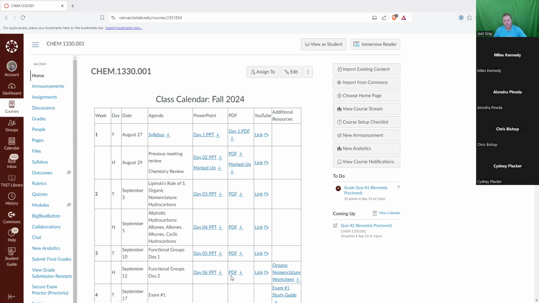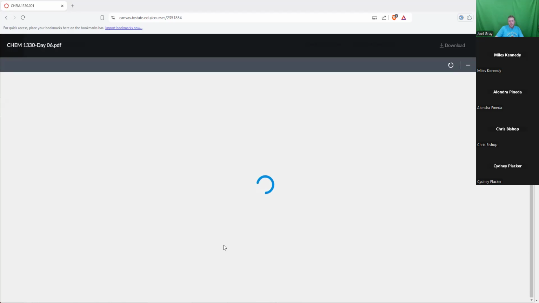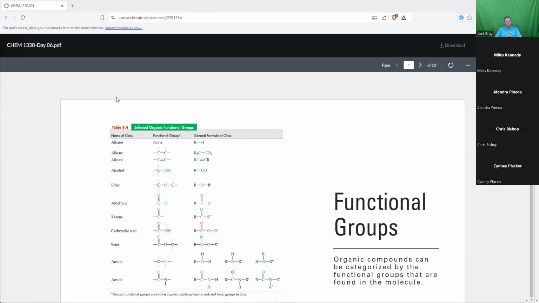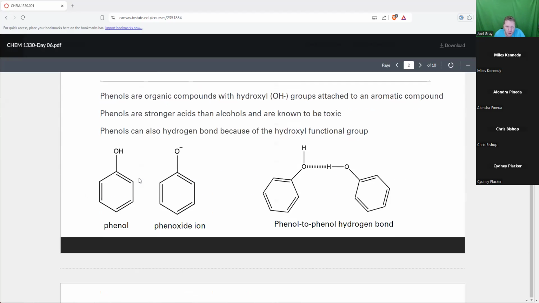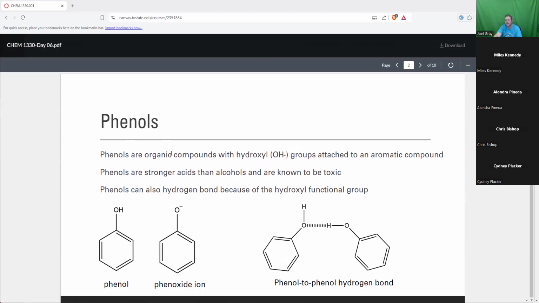All right, last but not least, this one had quite a few functional groups. And all of these functional groups are kind of similar to one another, or sorry, there are some strong similarities, but also some differences between these. So phenols are organic compounds with hydroxyl groups attached to an aromatic compound. So a phenol is a ring plus OH. A phenoxide ion is a ring plus an O minus. Phenols love to hydrogen bond because they are also alcohols.